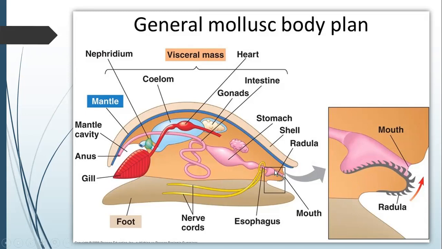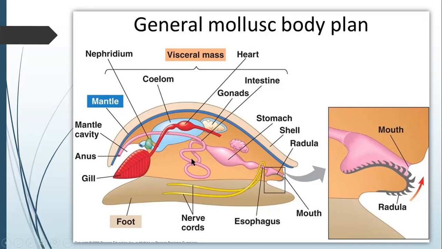This is the mouth. The mouth goes into the esophagus. Then the esophagus will open into the stomach. The stomach leads into the intestine, and then it will open to the outside through the anus. So the digestive system is tube-like, and it has two openings, mouth and anus.